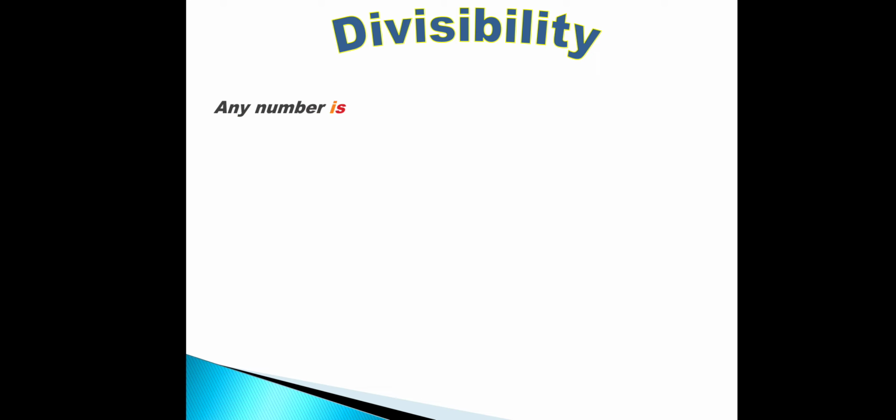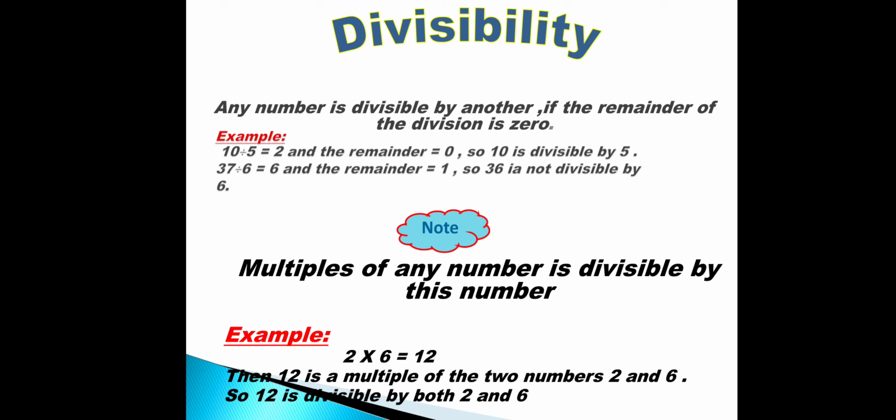Divisibility. Any number is divisible by another if the remainder of the division is 0. Example: 10 divided by 5 equals 2 and there is no remainder. So 10 is divisible by 5.